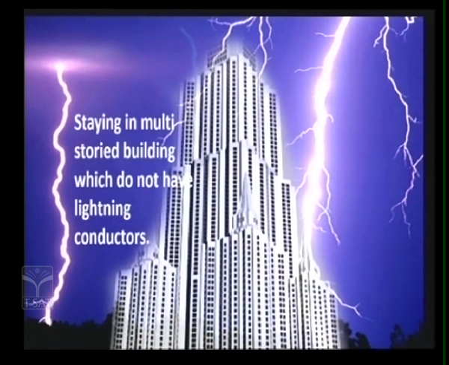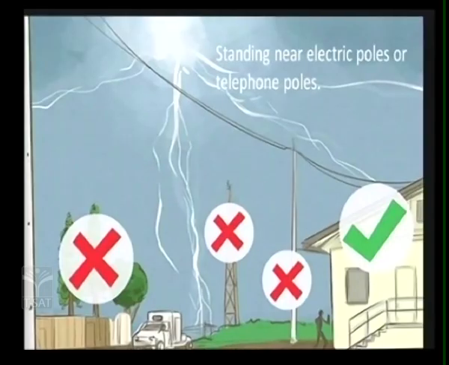If it is a multi-storied building, then you have to take care that it has lightning conductors. What are these lightning conductors, children? These lightning conductors are huge poles which are fixed on the top of the building. See children, lightning can be absorbed by huge poles, tall trees or electric poles. So, the best place for you is inside the house, but on one condition, that your house is not so tall and your house is protected with a lightning conductor.